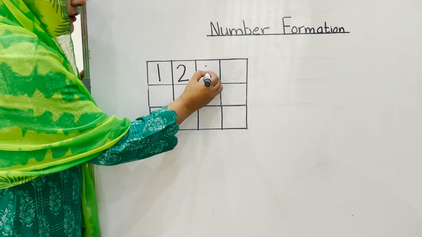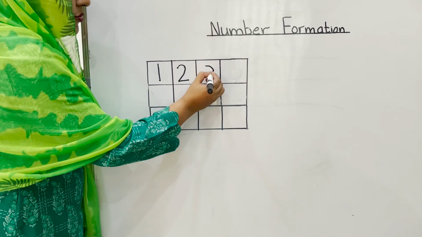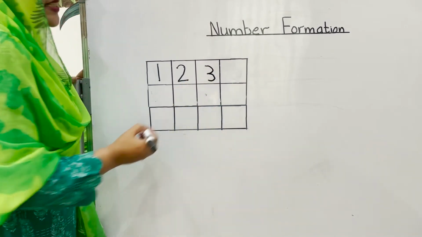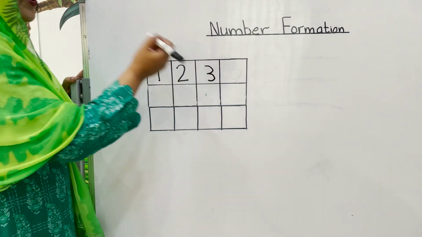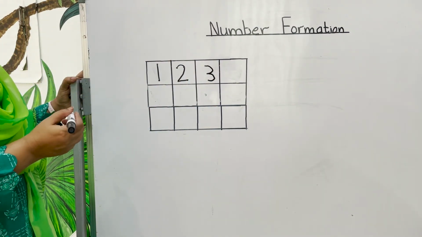Number 3, you can give 3 dots. Round the tree, that's the way to make number 3. Round the tree, that's the way to make number 3.